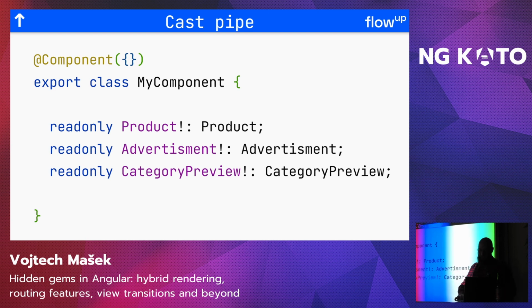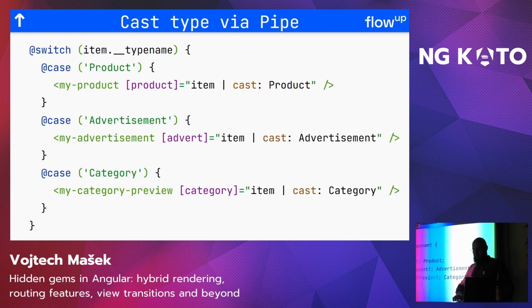These will be the ones I want to cast into: product, advertisement, category preview, and this will be the use case. You have a switch case, and based on the type name, for some of you that might be using GraphQL, you already know that this is a GraphQL way of doing things, because you will every time receive a type name, and if you see that type name is product, you are absolutely sure that that fragment is product. That's why you can absolutely cast that item to product and then have a fully type safe my product input.